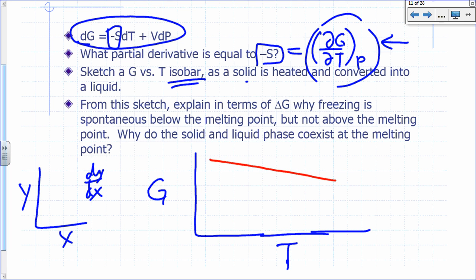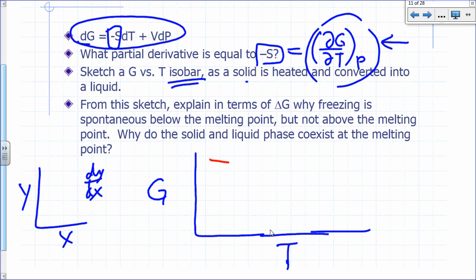Okay. What actually happens to the slope? It's not going to be a constant negative slope, but what's actually going to happen to your slope? What happens to the entropy of a solid as you heat it? You heat something, what happens to its entropy?